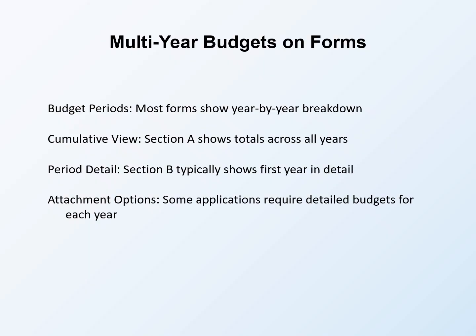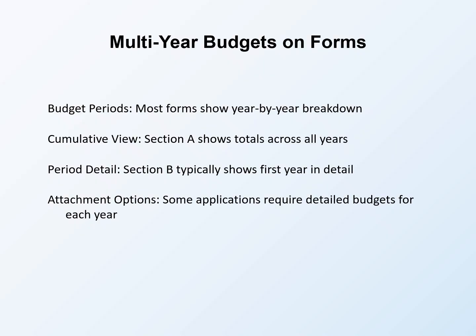Period detail in Section B typically shows first year in the most detail. Later budget periods may have less detailed breakdowns on the form itself. The form provides summary categorization, with detailed year-by-year budgets often provided as separate attachments.